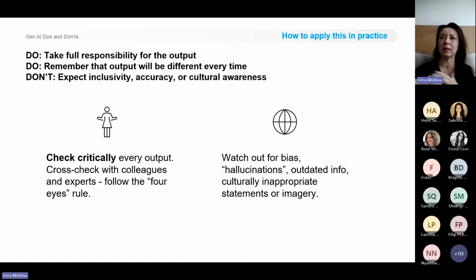We need to normalize the practice where I might reach out to someone to say, hey, can you check this for me? And you would ask the same from me. We never trust the outcome being produced just by one person. The second recommendation is to remember that the output will be different every time.